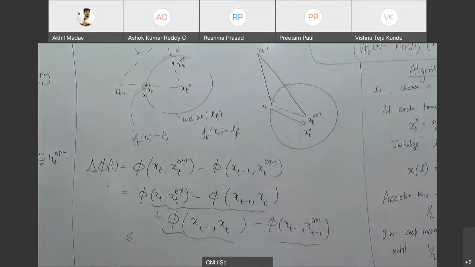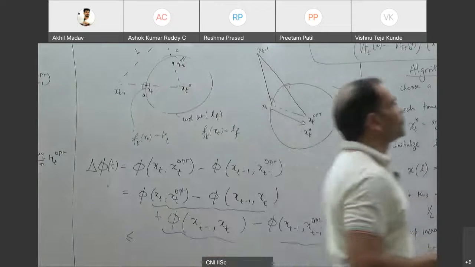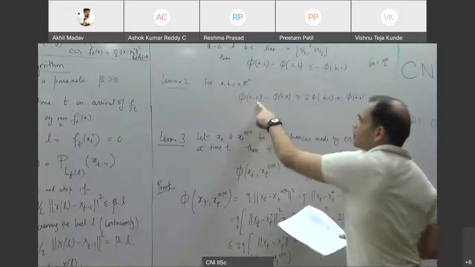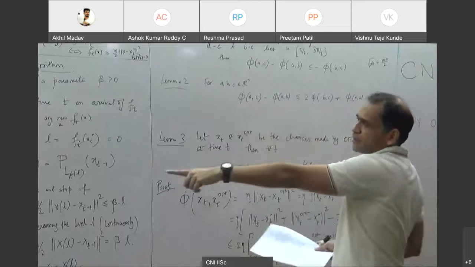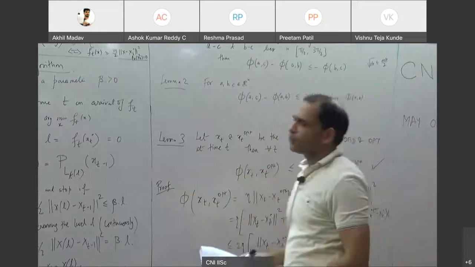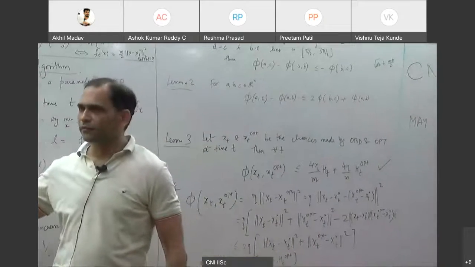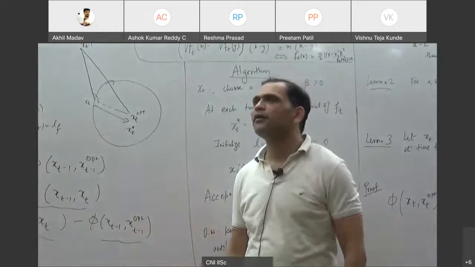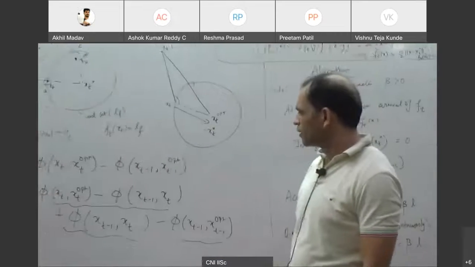There is no condition required for any vectors. The only thing which is changing here is the second component, C and B. A remains the same, which is xt minus 1 and xt minus 1, for application of that lemma.